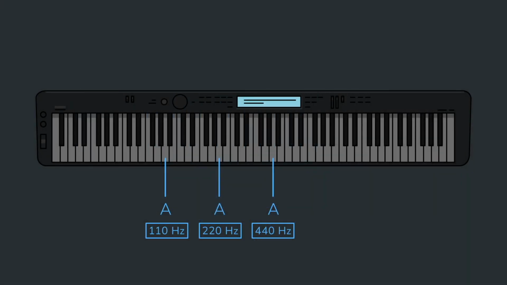Technically speaking, these notes do have different names. This lowest A is A2, this middle A is A3, and then this top A is A4. The point being that the higher the number, the higher the pitch of sound. Normally when you're working with music, people don't use the numbers, so they just stick to the letters for each note. So typically you won't have to worry about the numbers, but if you do see them, this is all they mean.